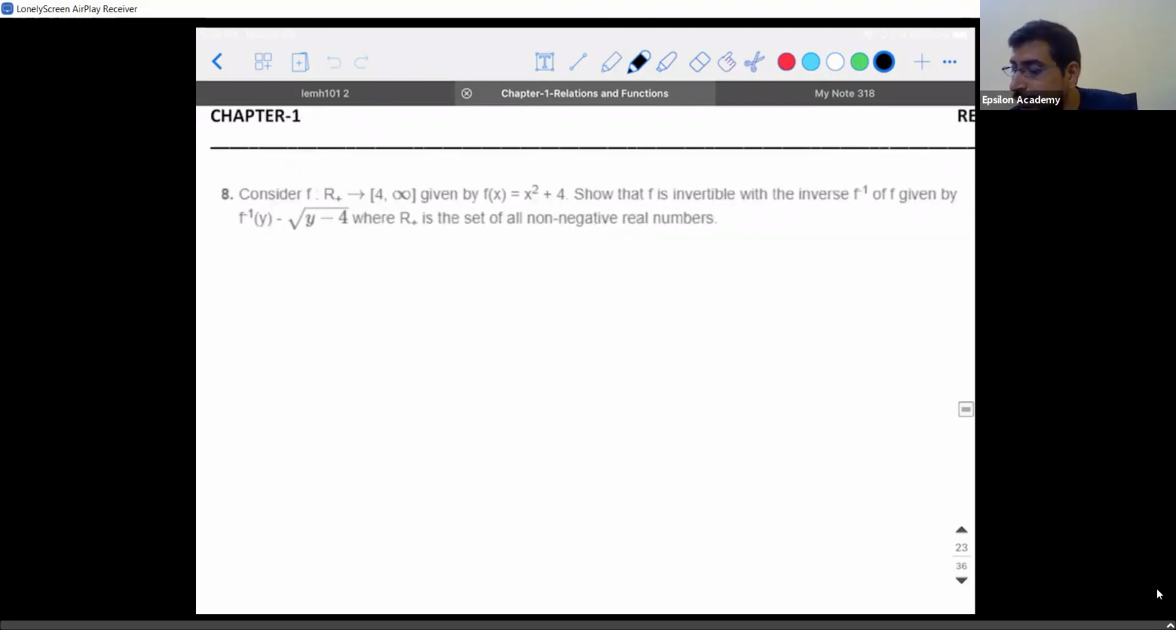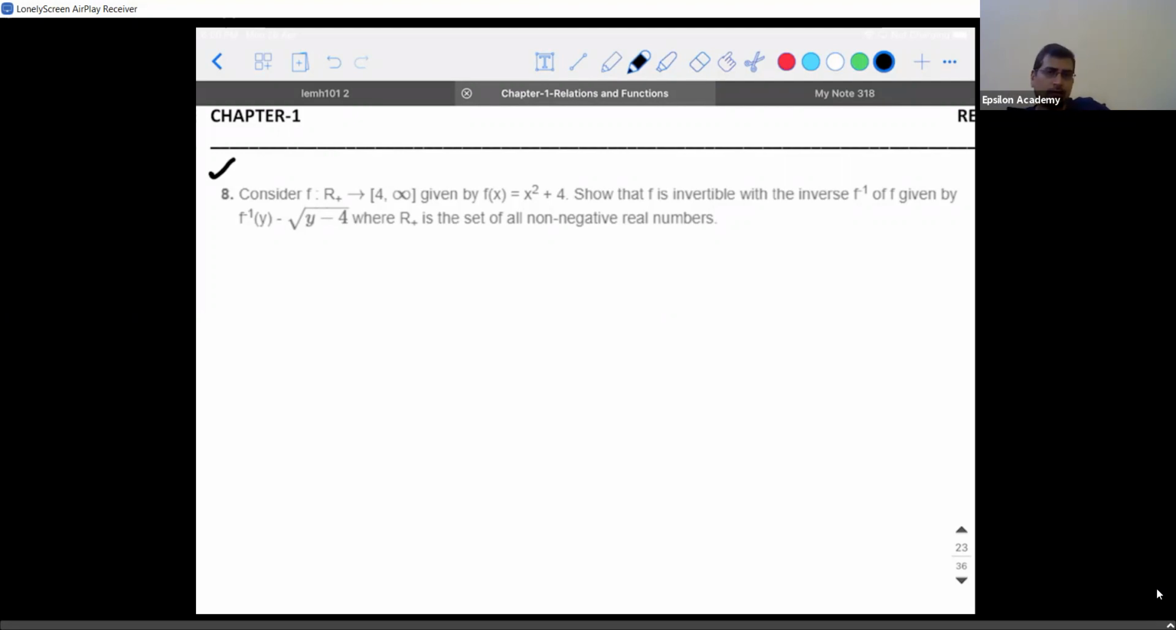Okay, let's do the 8th one. Consider f a function mapping from R plus to [4, infinity), given by f of x is equal to x square plus 4. Show that f is invertible with the inverse of f given by f inverse of y is equal to root of y minus 4. Here R plus is the set of all non-negative real numbers.